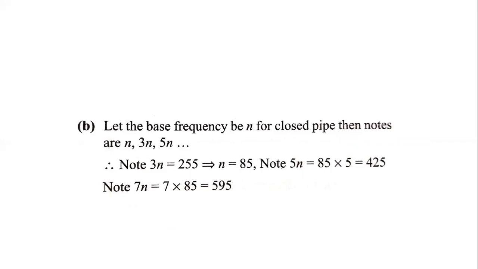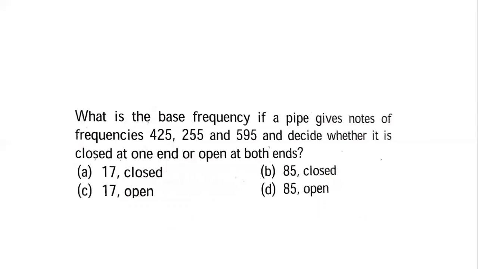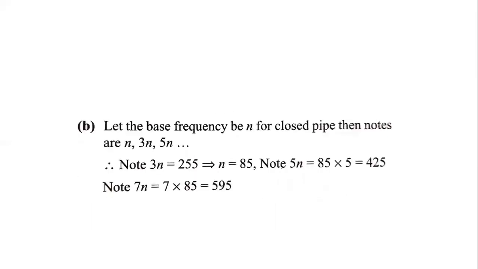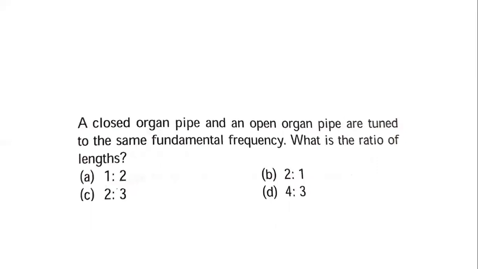So note that here 3N is 255, for which N becomes 85, and 5N becomes 425, and 7N becomes what? 595. So when you observe this, you can easily decide that the fundamental frequency becomes 85 and this becomes a closed pipe, because once again, the frequencies 425, 255 and 595 are the odd harmonics of the fundamental frequency 85. Therefore your answer is D. Let us go to the next question.